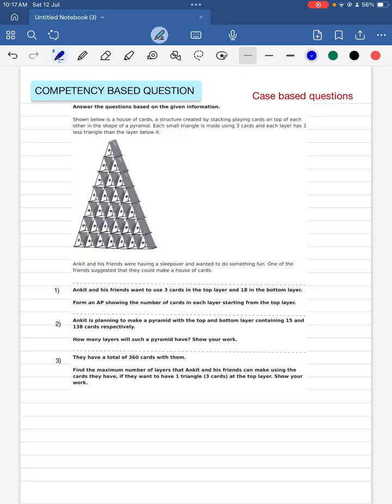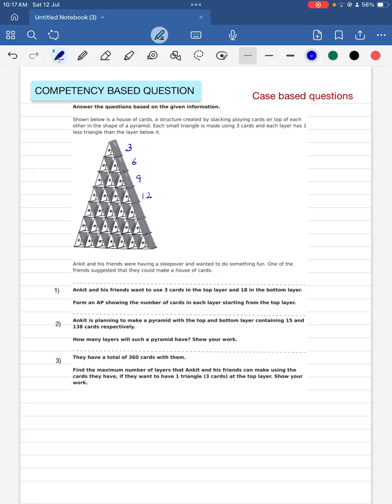Okay, so you can see that he's made one triangle at the top layer. So that means 3 cards were used up here. In the second layer, there are 2 triangles made and each triangle requires 3 cards. So 3 times 2 gives us 6. Now in the third row, they have 3 triangles and each using 3 cards. So totally 9 cards were used up. And in the fourth row, it's 12 and so on.